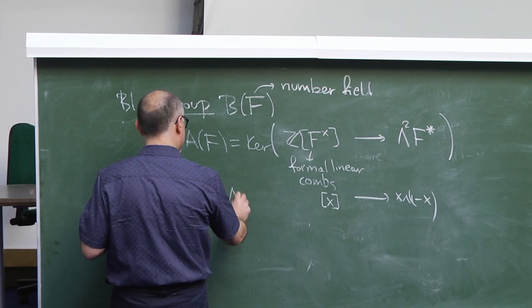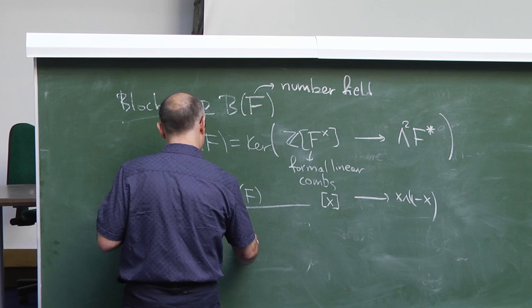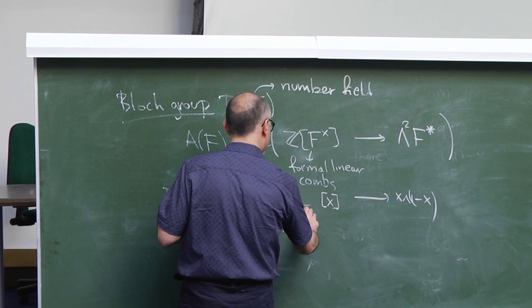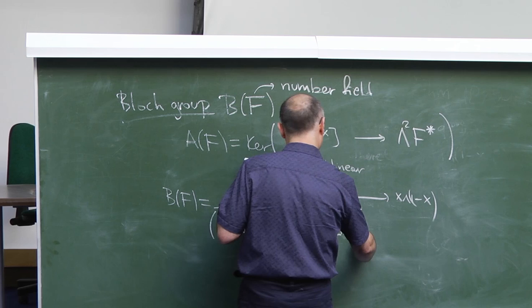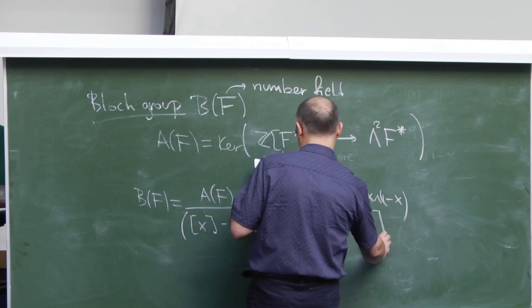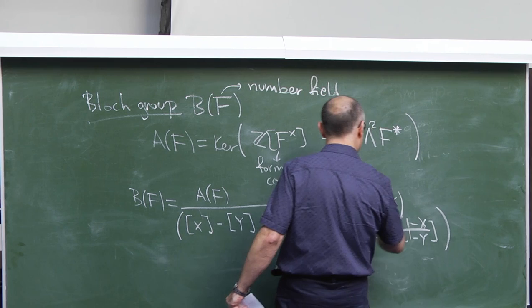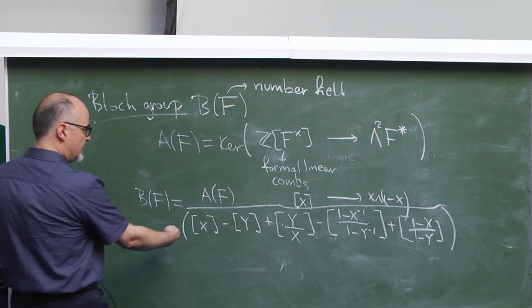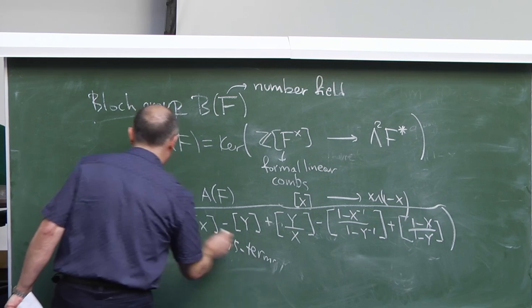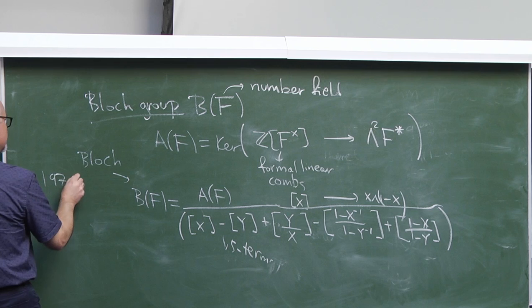So the five-term relation says the following: if X and Y are elements of the number field, think rational numbers for example, then this combination of X and Y is always in the kernel. You can actually check that. And the quotient by the subgroup generated by this five-term relation is defined to be the Bloch group. Bloch, in about 1978.